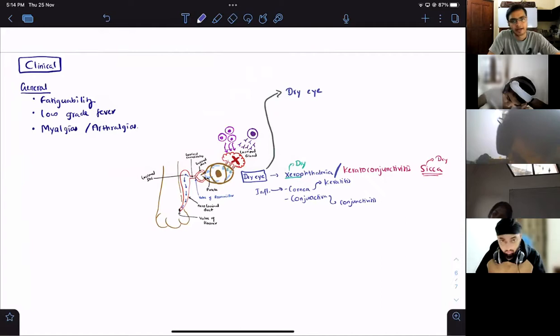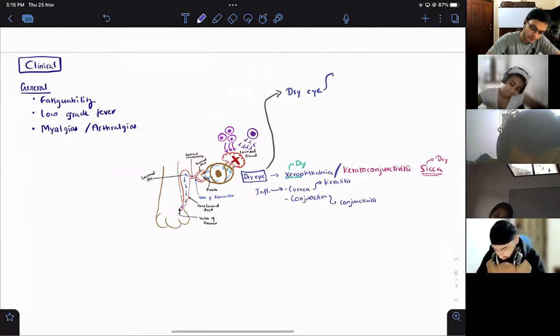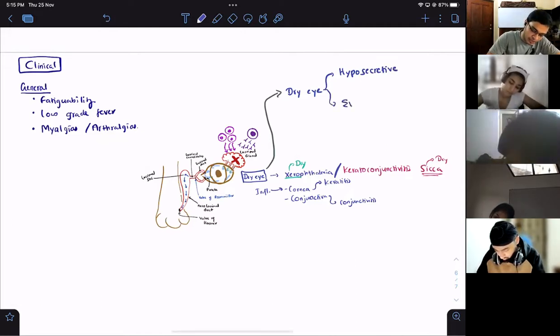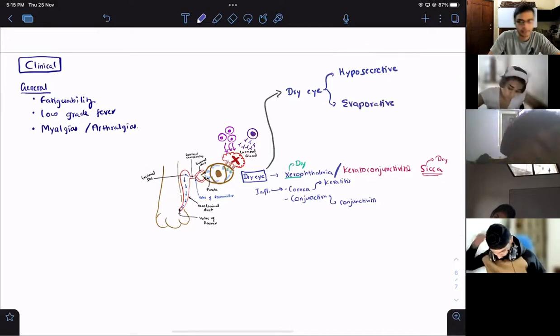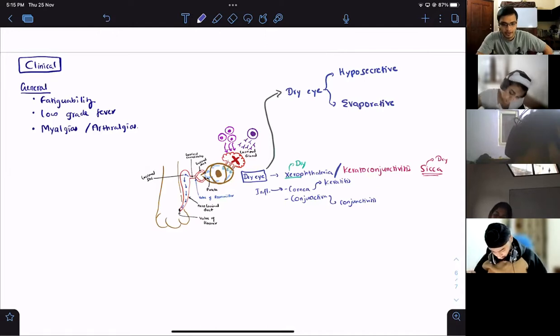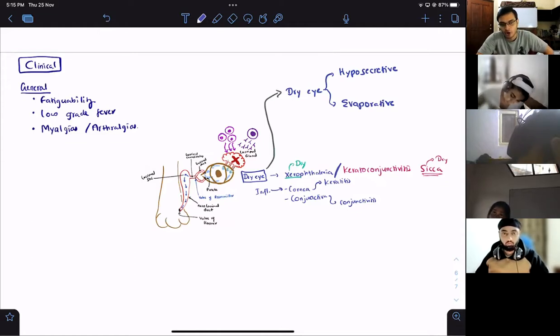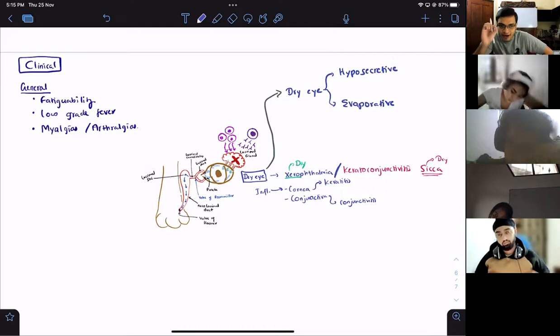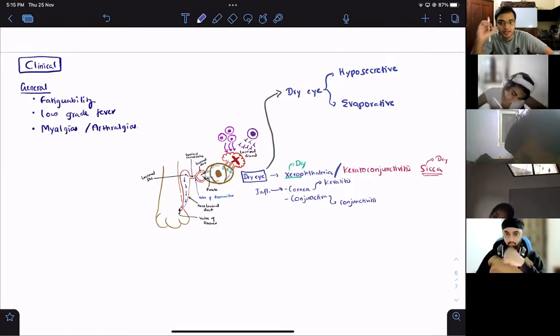When we talk about dry eye, guys, there are mainly two types. What are these two types? One is called hyposecretive dry eye. The other one is called evaporative dry eye. These are the two types of dry eye. Now, just from the pathogenesis and pathophysiology we have talked about, which one do you think happens in Sjogren's? Hyposecretive or evaporative? Hyposecretive. Why? There is a problem with the gland secretion. When the gland is having autoimmune damage, the secretory function goes down.